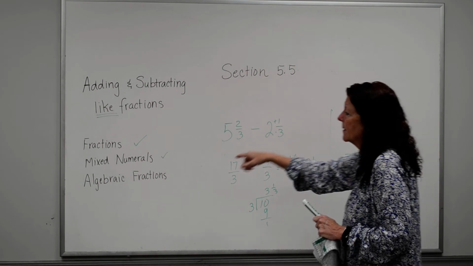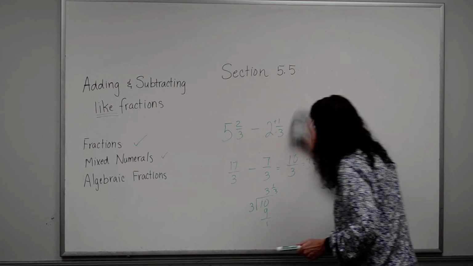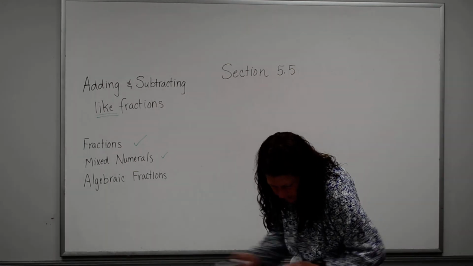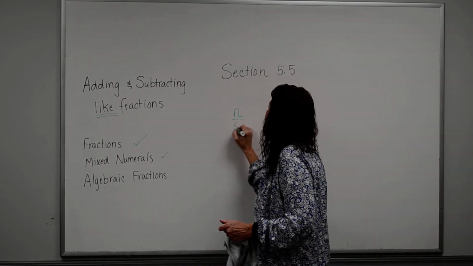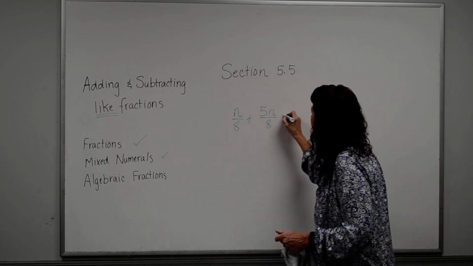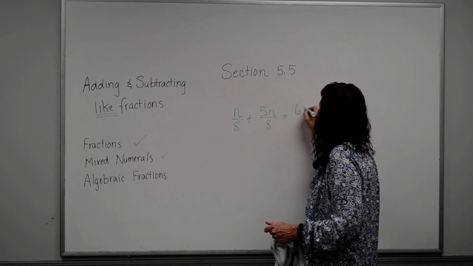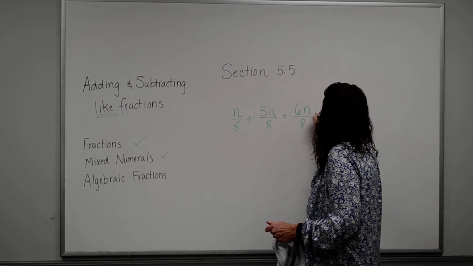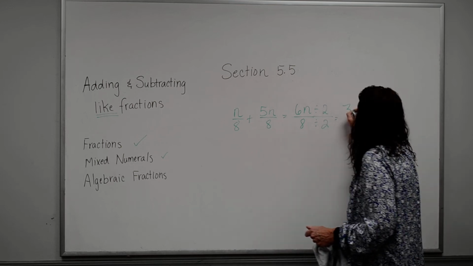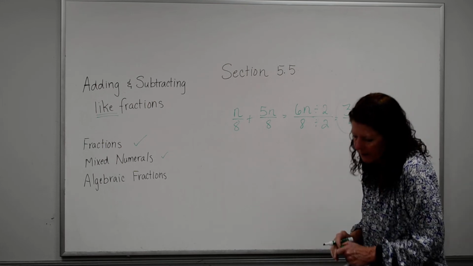So that's adding and subtracting with mixed numerals, but then we want to add the algebraic fractions in here. Let's say I have n/8 plus 5n/8. I add the tops, so that's a 1n, so it's 5 plus 1, which is a 6, so I have 6n/8. I'm going to divide the top and the bottom by 2, and that's going to give me 3n/4, and that's going to be my final answer.